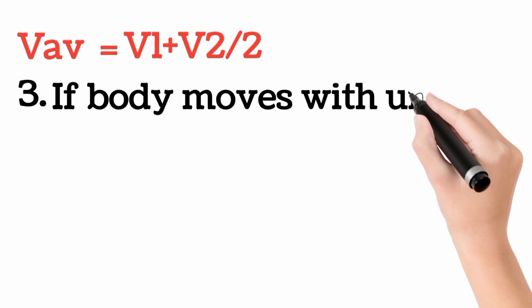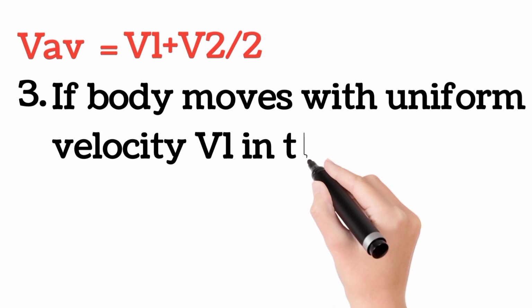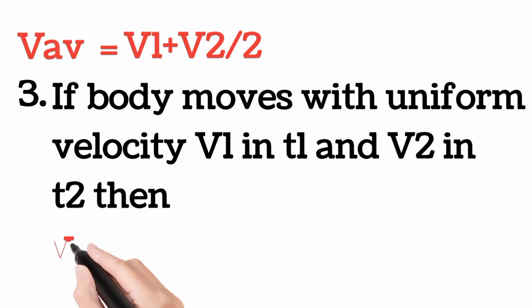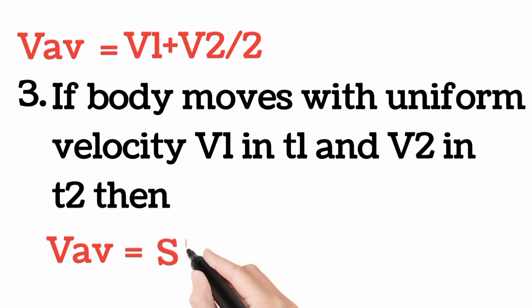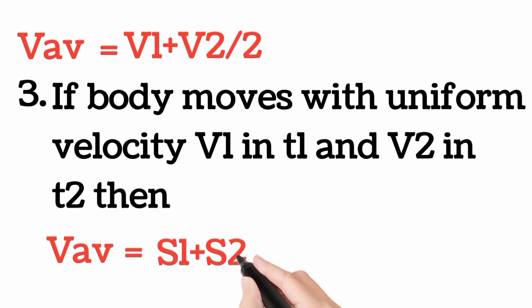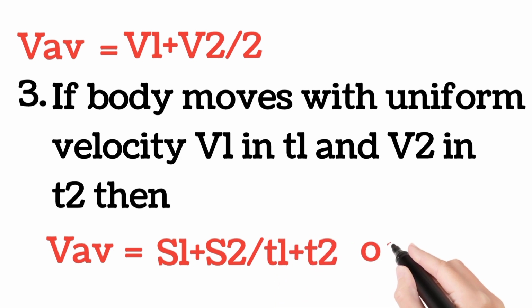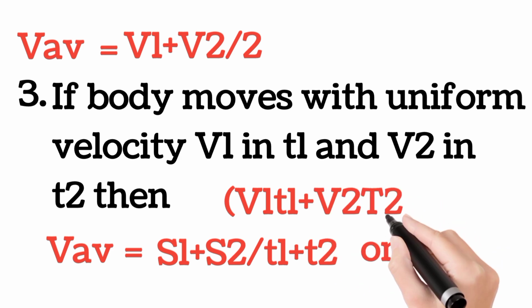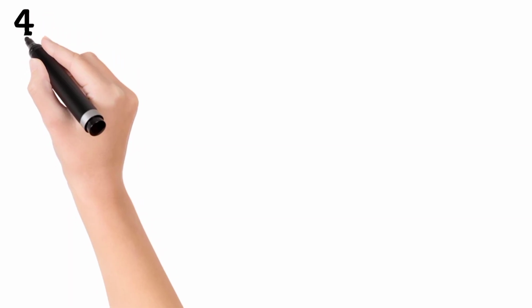The third formula is: if the body moves with the uniform velocity V1 in t1 time and V2 in t2 time, then we can calculate the average speed of the body by using the formula V average is equal to S1 plus S2 divided by T1 plus T2, or the formula can be replaced by V1 T1 plus V2 T2 divided by T1 plus T2 to calculate the average velocity.